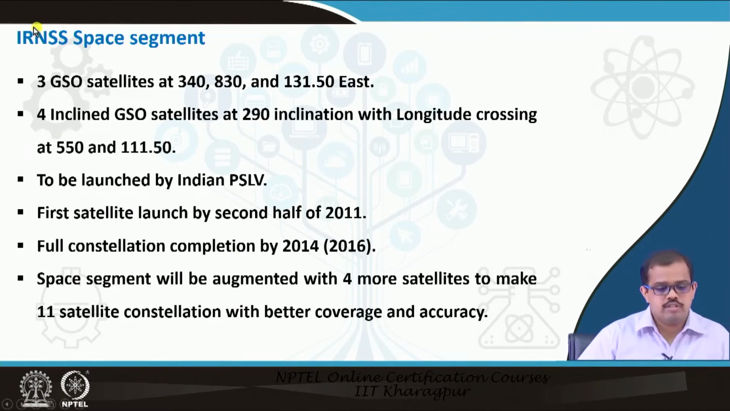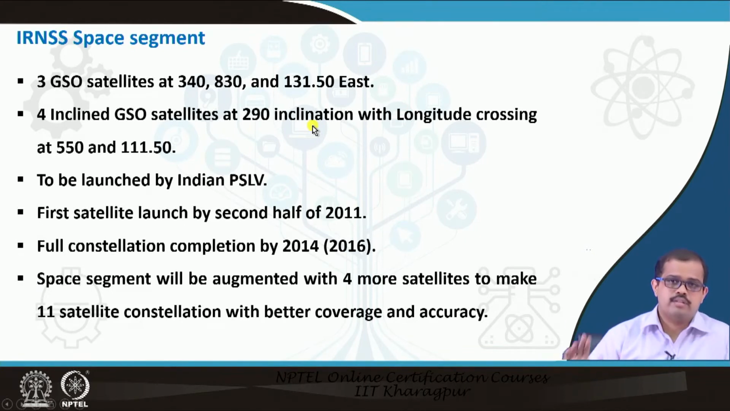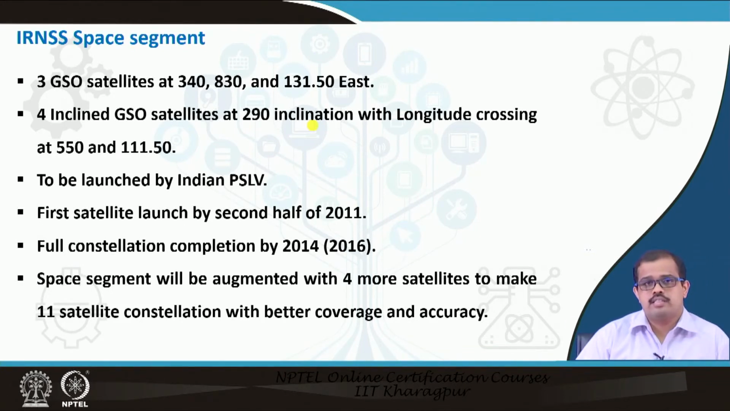So 3 GSOs, as I said, the geostationary operational satellites at 34 degrees, 83 degrees and 131.5 degrees east. These are where the satellites are actually positioned. Then 4 inclined GSOs at 29 degree inclination with a longitudinal crossing at 55 degrees and 111.5 degrees.